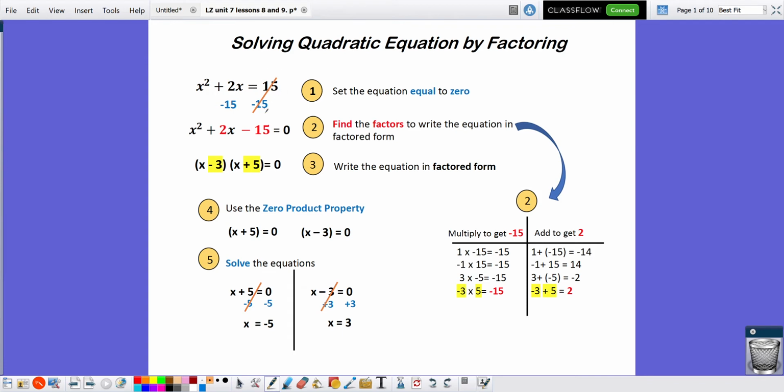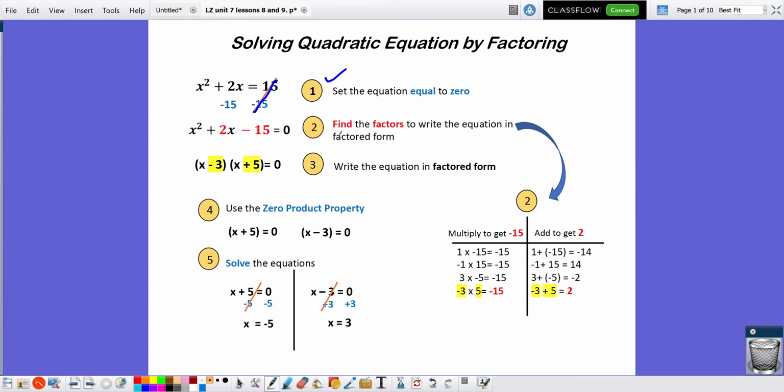we know that to equal 0, we need to cancel 15. So in order to cancel 15, if I have positive 15, I will subtract 15 from both sides. So that way, this will cancel. So my equation now has changed. It is x squared plus 2x minus 15 equals 0. So I have done the first step.